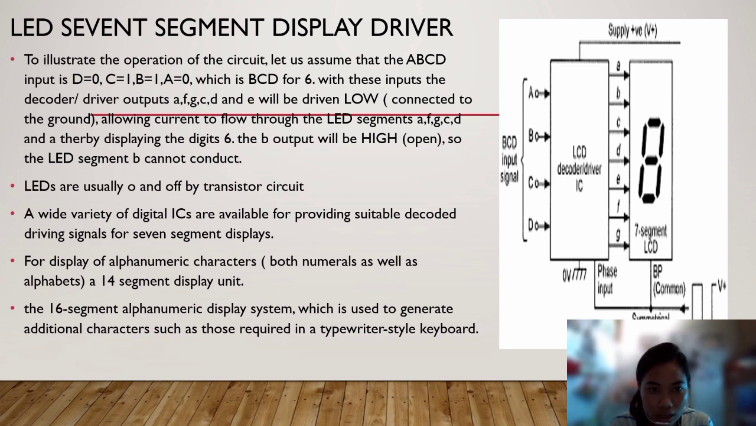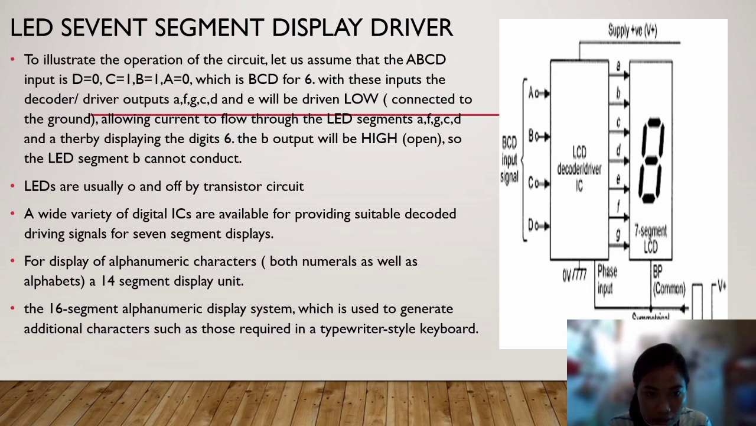To illustrate the operation of the circuit, let us assume that the ABCD inputs are D equals 0, C equals 1, B equals 1, A equals 0, which is BCD 6. With these inputs, the decoder driver outputs A, F, G, C, D, and E will be driven low, connected to the ground, allowing currents to flow through the LED segments A, F, G, C, D, and E, thereby displaying the digit 6. The B output will be high, open, so the LED segment B cannot conduct. LEDs are usually turned on and off by transistor circuits.